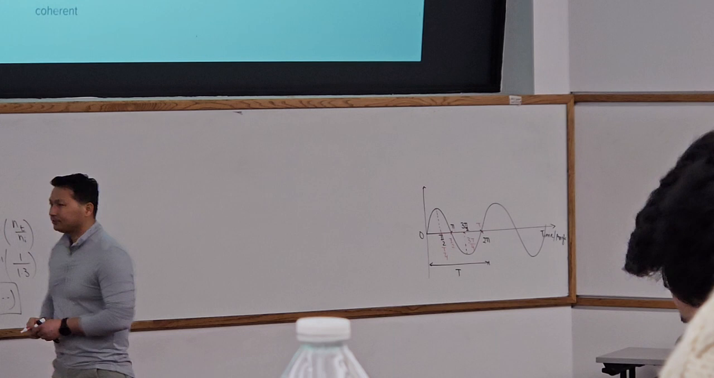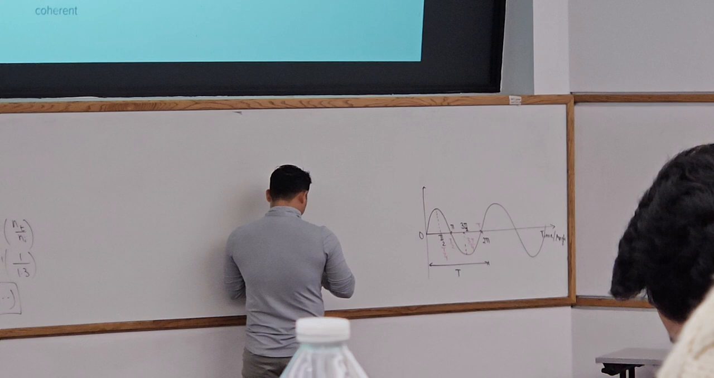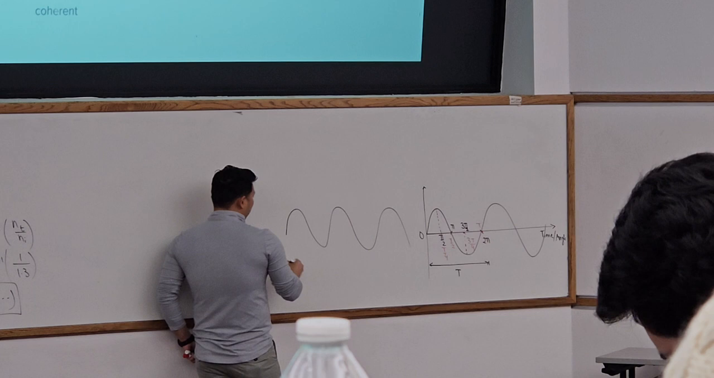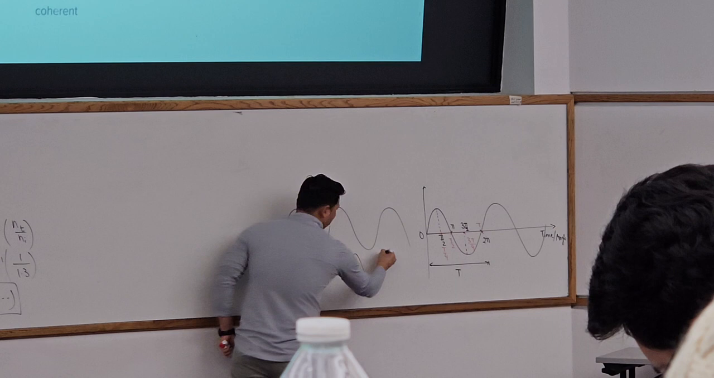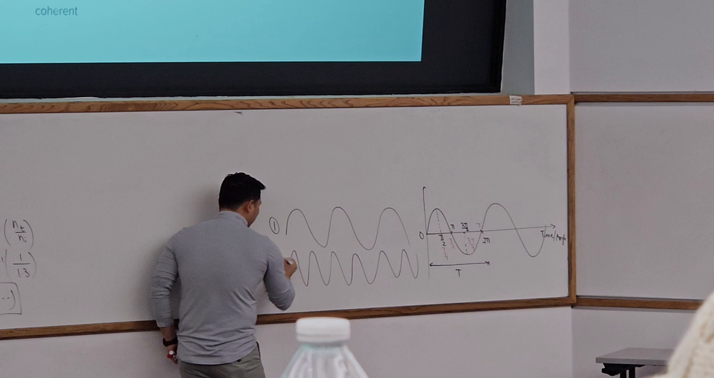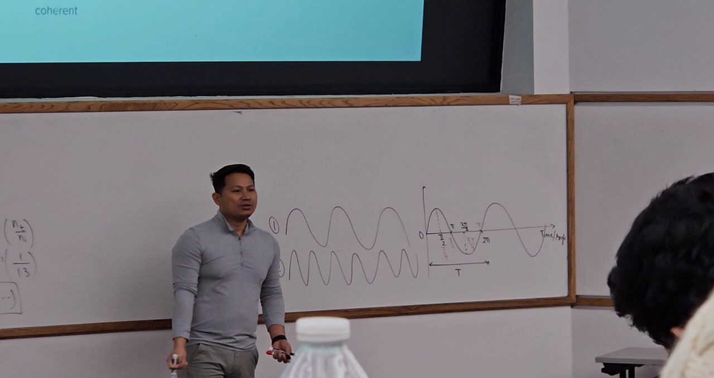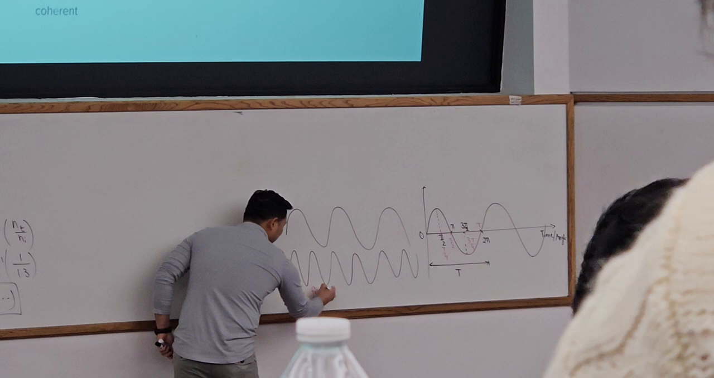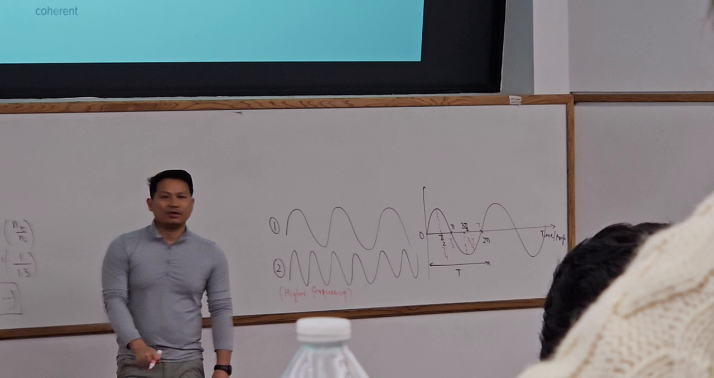Now we talk about frequency. The frequency gives us information about how fast the signal repeats. If you have a signal like this, and another signal like that, let's say wave number 1 and wave number 2. Wave number 2 repeats faster than wave number 1, so that means it has a higher frequency. Frequency means how fast it repeats.